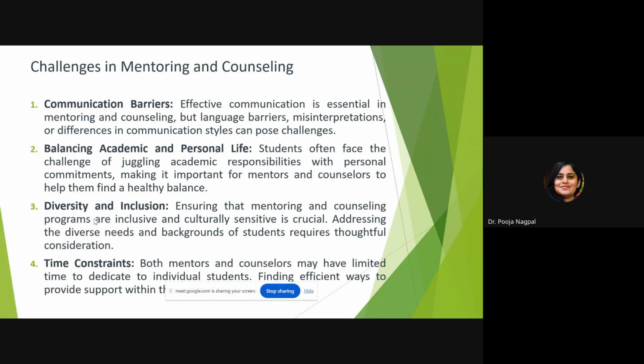Next one is time constraint. Both mentors and counselors may have limited time to dedicate to individual students. Finding efficient ways to provide support within these constraints is important. For the faculty-student mentorship program, there is a time slot allotted for students and mentor, so there will not be any issue of time constraint. But in the case of other mentorship programs, we need to create a program or schedule for that purpose also.